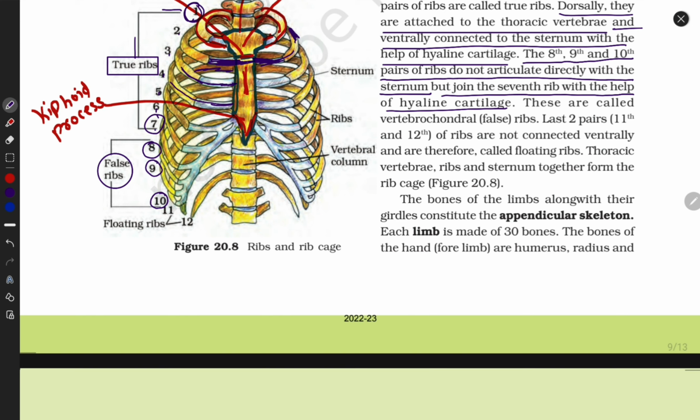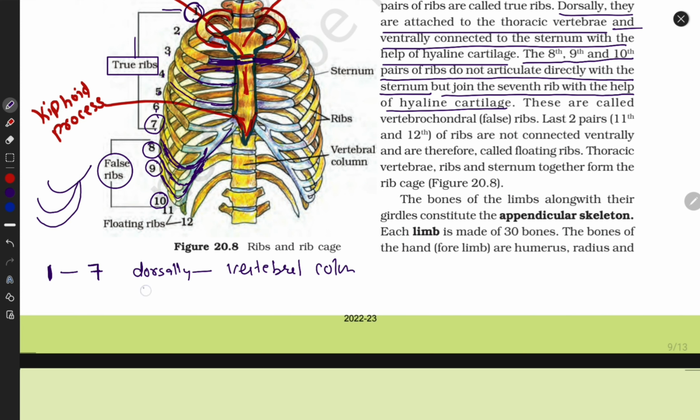They are dorsally connected with the vertebral column, but not connected ventrally with the sternum. They connect with the 7th. The 8th rib connects with the 7th, and the 9th also connects with the 7th. So they are connected like this and this and this. I want to say that ribs 1 to 7 are attached dorsally to the vertebral column and on the ventral side to the sternum.